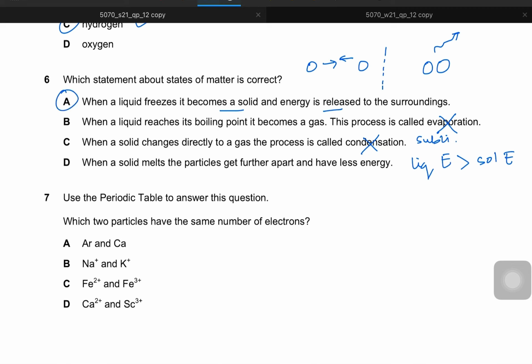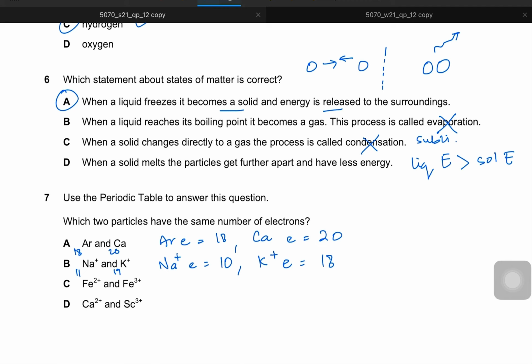Use the periodic table to answer this question. Which two particles have the same number of electrons? Calcium has an atomic number of 20, so 20 electrons. Argon has an atomic number of 18, so 18 electrons. Calcium has 20, argon has 18. Not true. Sodium has an atomic number of 11, so sodium plus has 10 electrons. And potassium ion has 18 electrons.